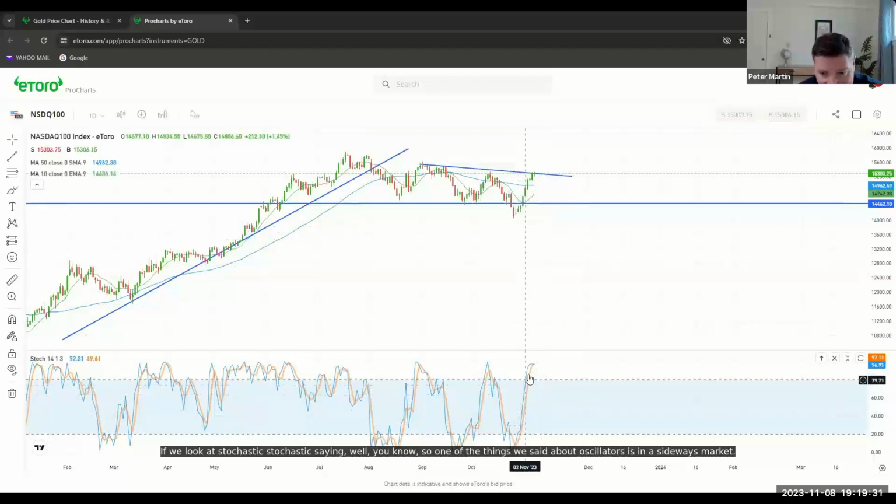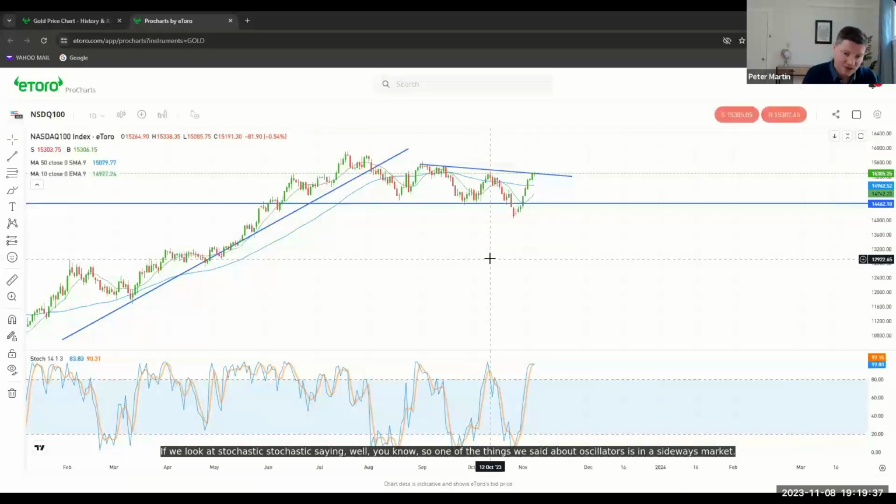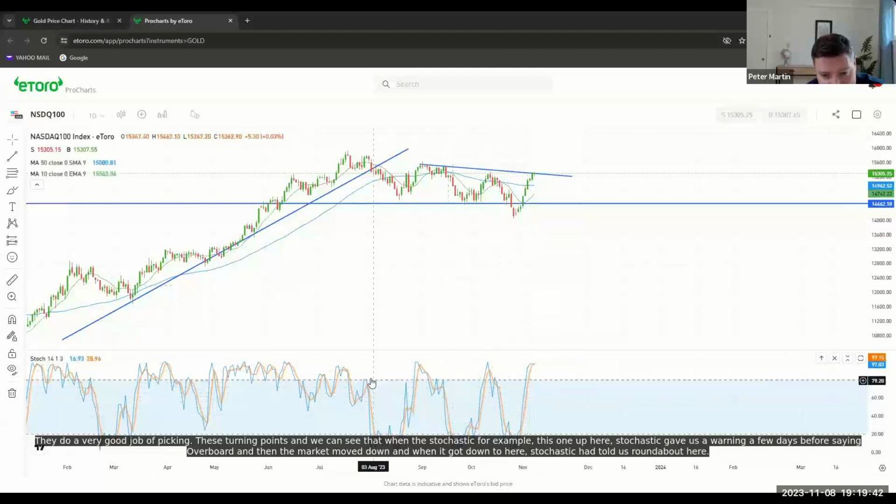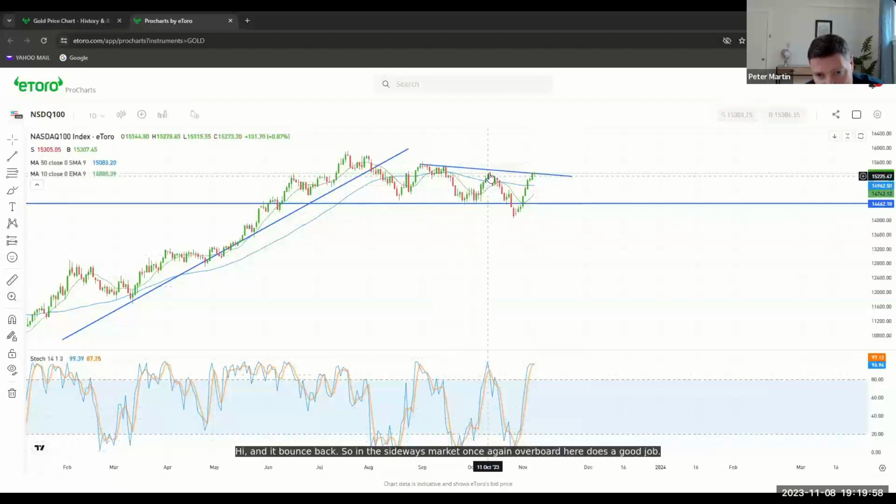If we look at what stochastic is saying, one of the things we said about oscillators is that in a sideways market, they do a very good job of picking these turning points. And we can see that for this one up here, stochastic gave us a warning a few days before, saying overbought, and then the market moved down. When it got down to here, stochastic had told us round about here, oversold, and it bounced back. So in the sideways market, once again, overbought here, it does a good job.